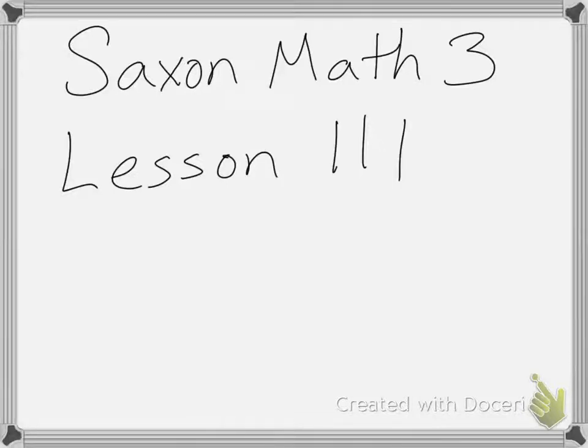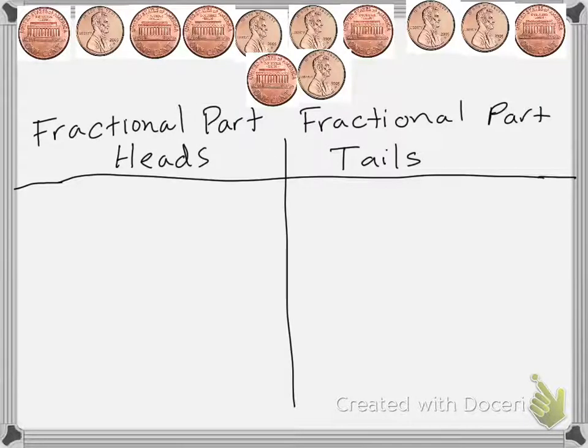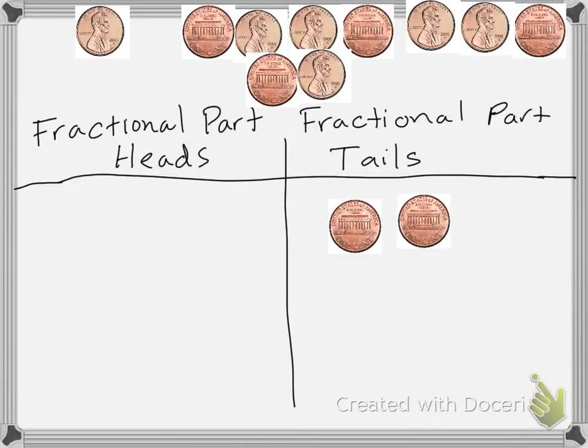Today's lesson is lesson 111, identifying a fractional part of a set and determining age. So I have a number of pennies, and I want to separate it by pennies that are heads up and pennies that are heads down. So first I'm going to sort all of these pennies. So those ones are heads down, this one's heads up.